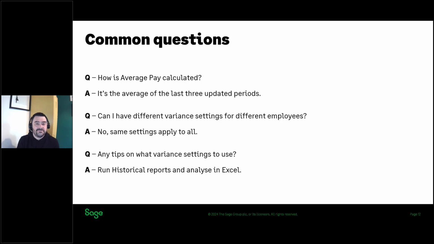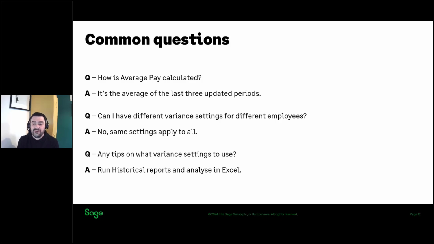And then the third question, do I have any tips on what variance settings to use? 2 tips for you actually on this one. What you could do to start with is set your variance settings to detect all variances, so fixed amount 0, run the report, and that will show you what variances are being found. And that will give you an idea of the sorts of percentages that you'd be dealing with. And you could then maybe make a decision on what limits you want to apply to the report, so what you actually want to see.